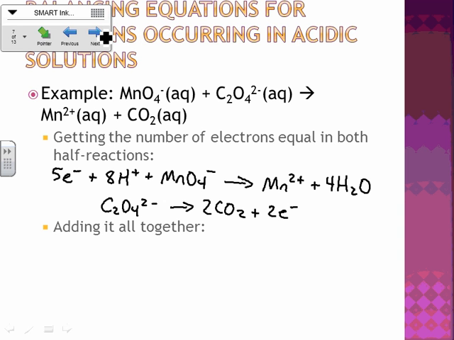plus 2 electrons. Okay, what we're going to do here, and this is the key, okay, and I said it before, the number of electrons gained in the reduction needs to equal the number of electrons lost in the oxidation. So the key to all of this is the electrons, okay? We need to have the same number of electrons in both half reactions. Well, how are we going to get that? This is 5 and this is 2.